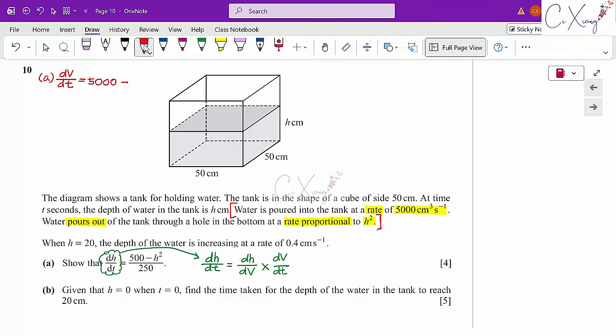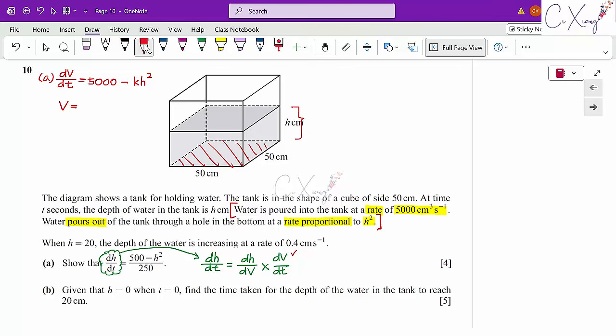Proportional, you don't know what is the value for the proportional yet, so you just put it as a k. Then proportional to h square. So you're having h square here. This is the dv dt that I can get from the sentence that I highlight in red color. Okay, right. So this is what I get for dv dt. And then you can see from here that we already have one part of our chain rule, dv dt is already here. Okay, then now let's have a look at dv and dh. How can we link volume with the height? Okay, so for this particular diagram, to get the volume, it is basically the area of the base multiply with the height.